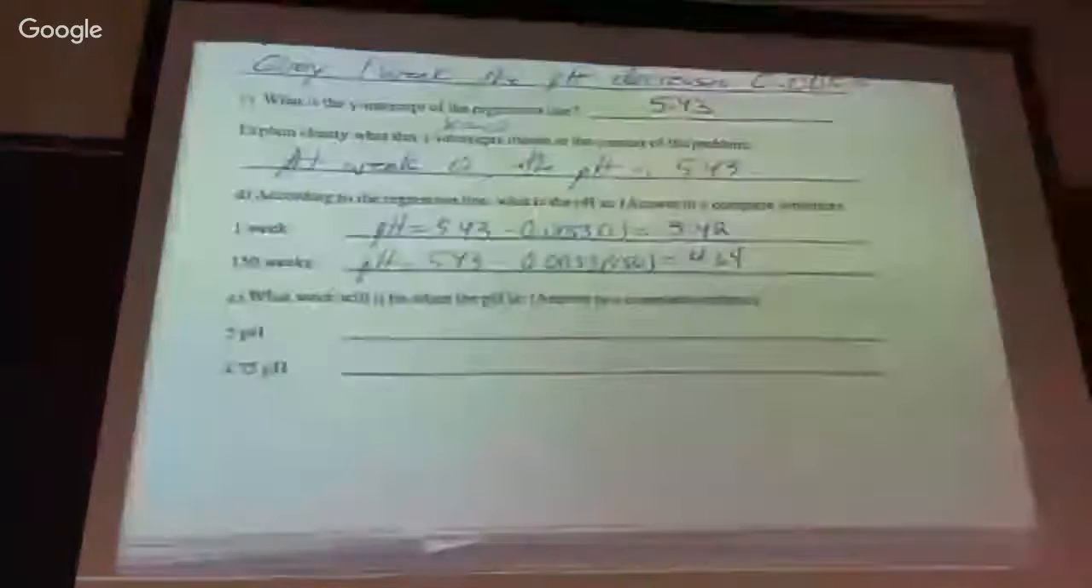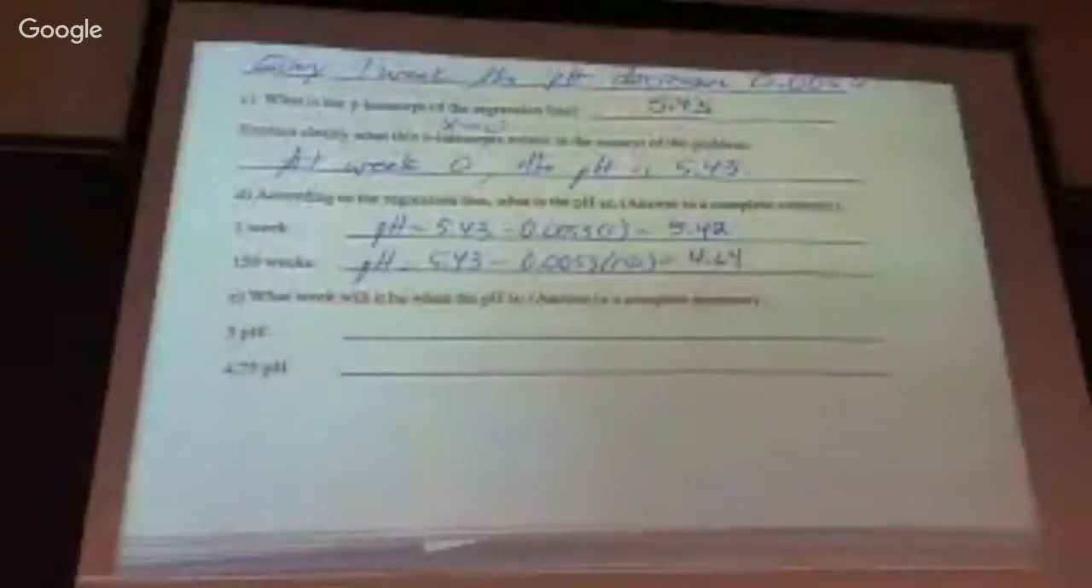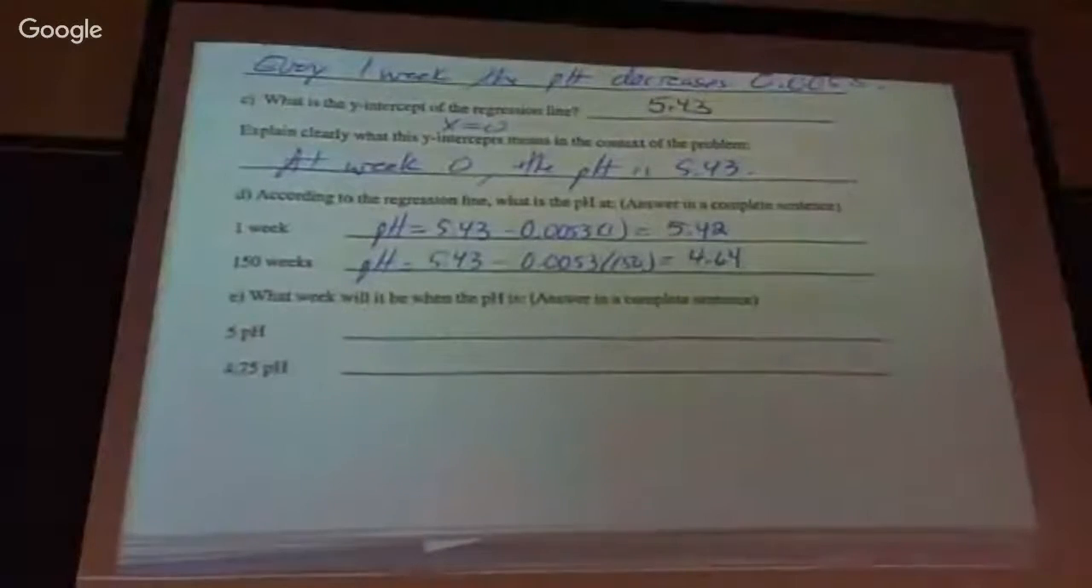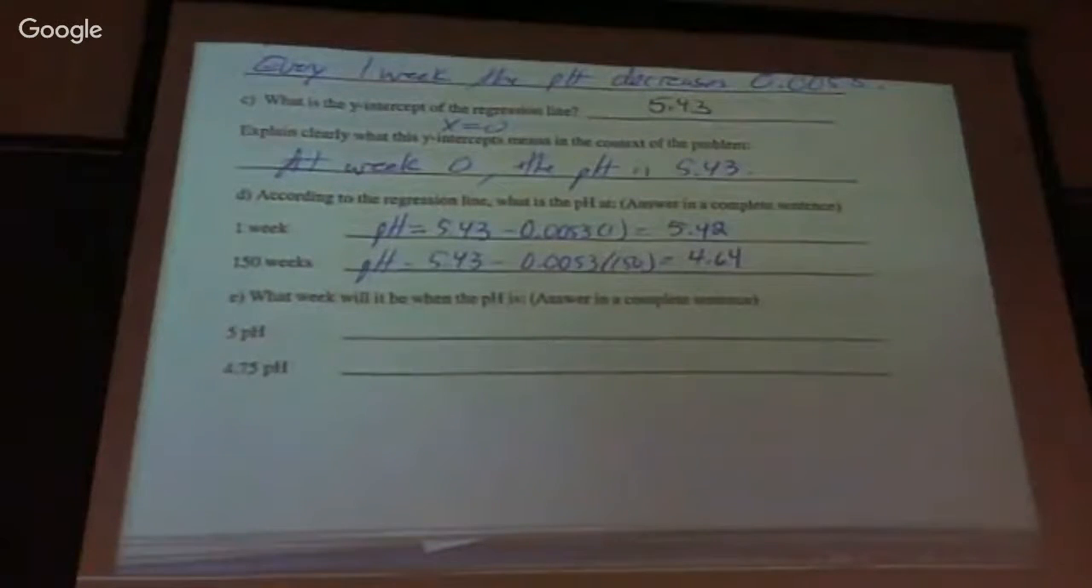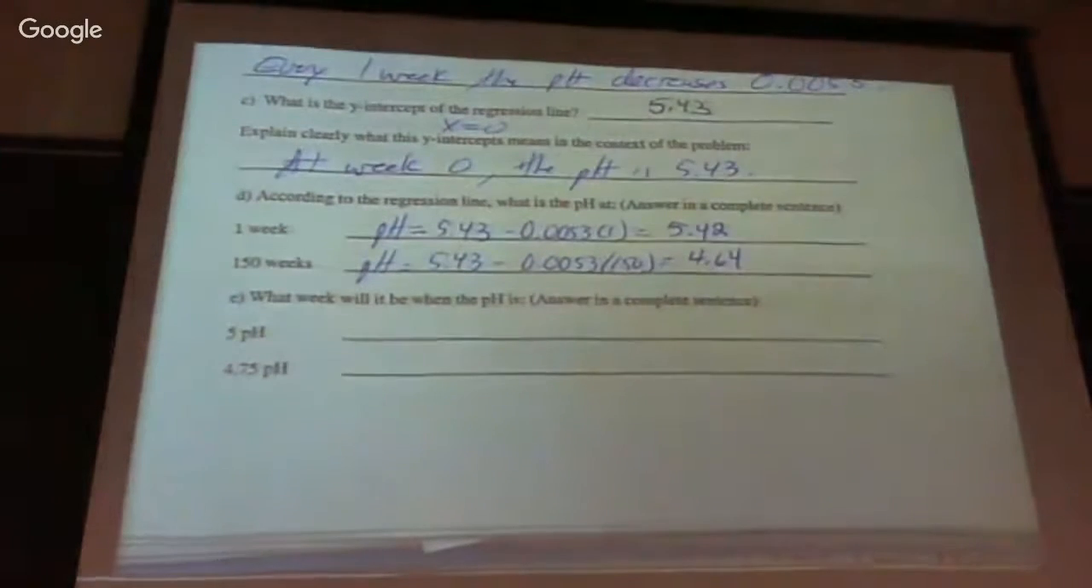And so, also know how to write this in a complete sentence. At week one, the predicted pH is 5.42. At week 150, the predicted pH is 4.64. Okay? In the second example, now I'm giving you pH, find the week that pH happens. And remember, it's always predicted, expected, all that kind of stuff.